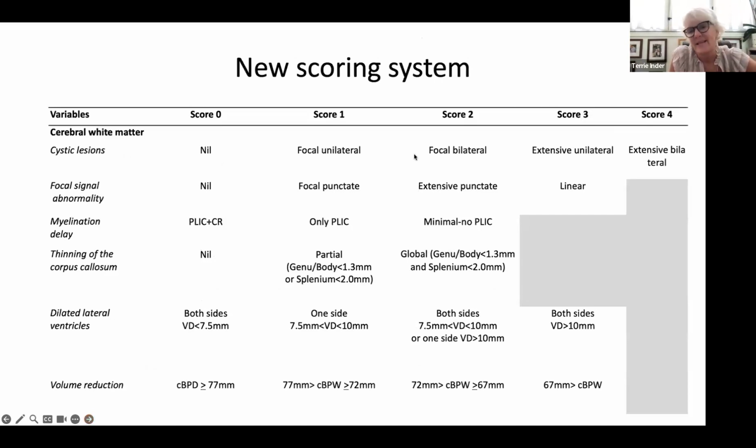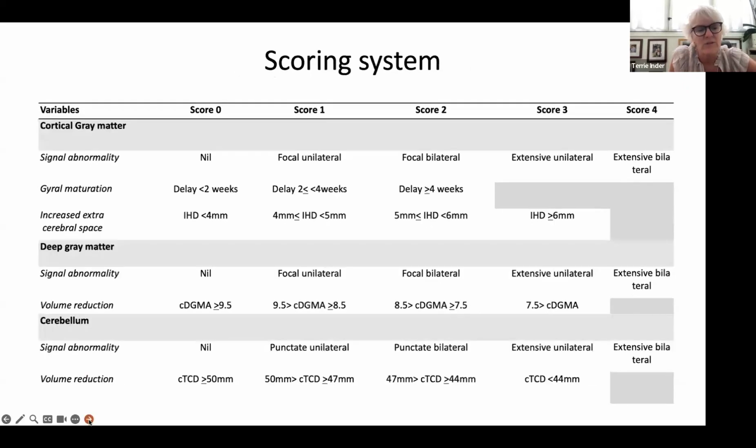Do I see cysts? Pretty rare now. Do I see focal punctate lesions? Are they focal or extensive? Is the posterior limb internal capsule myelinated? Just like we've looked at in a term baby. Is the corpus callosum normal, or is it thinned, or is it globally thinned? And are the ventricles dilated? And is the width of the brain reduced? You can also look at the folding and the increased extraaxial space. You can look at the size of deep nuclear grey matter and the size and the presence of hemorrhage in the cerebellum.